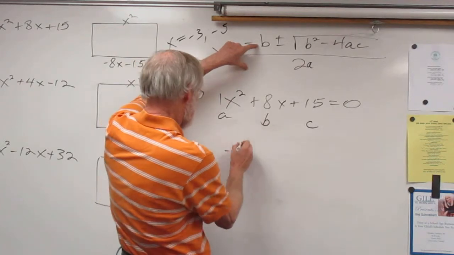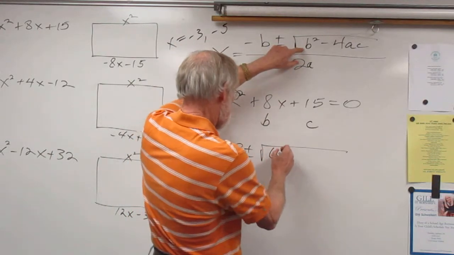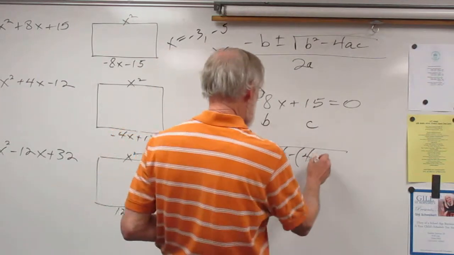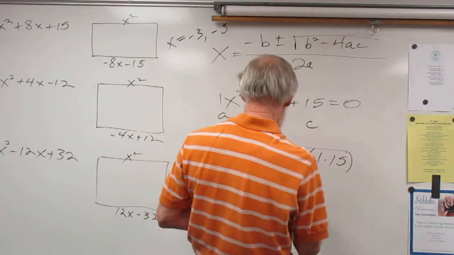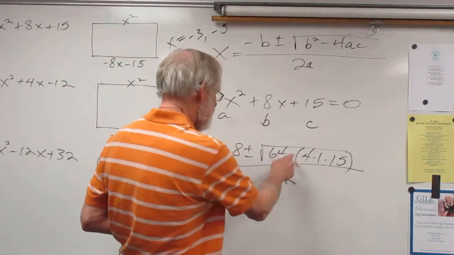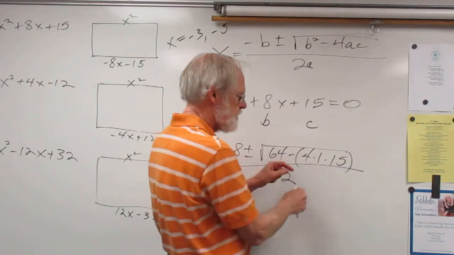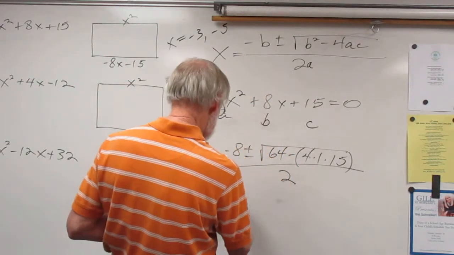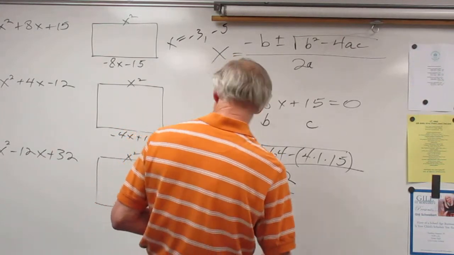So I have opposite b: -8 plus or minus the square root of b squared, which is 64, minus 4 times a, which is 1, times c, which is 15. And that's what I get over 2 times 1, 2a. All right, inside the radical, I have 64 minus, now 4 times 1 is 4, times 15 is 60. 64 minus 60 is 4. So that gives me -8 plus or minus the square root of 4 over 2.